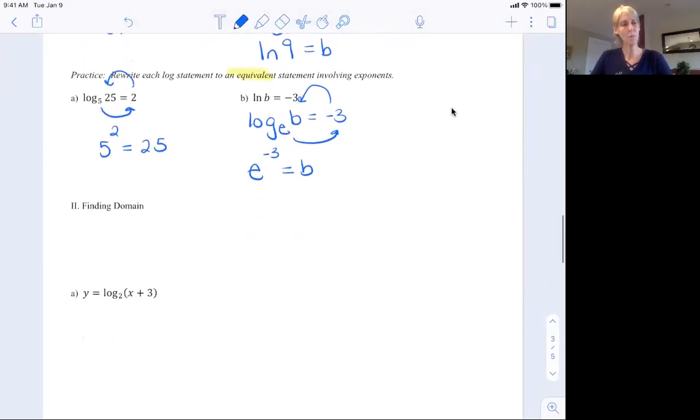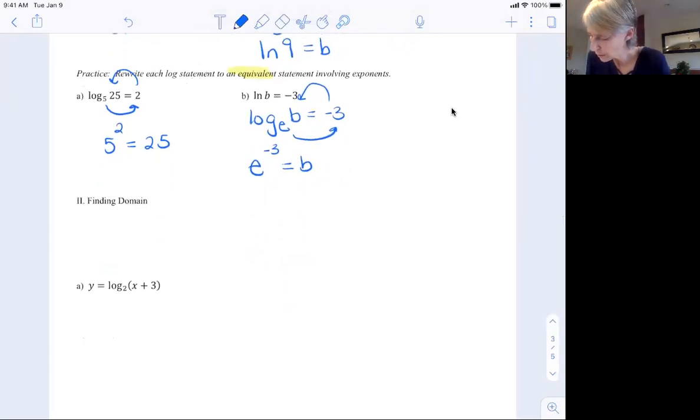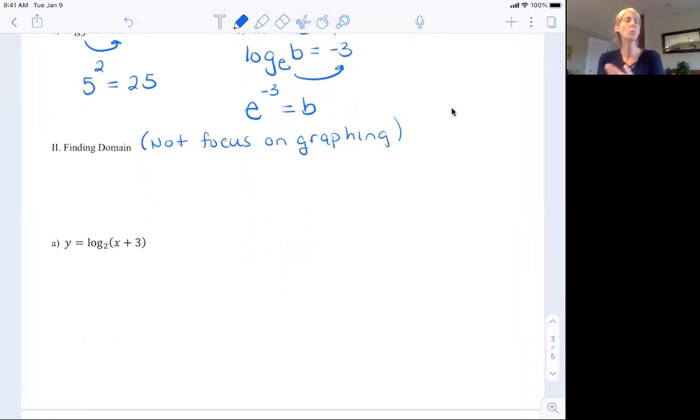Next, we're going to talk about domain. Now, we're not going to focus a lot on the graph, okay? You might have to recognize one, but I'm not going to physically make you graph log functions. But you should understand that when you're working with log functions, because it starts with a restricted domain, we're going to have issues with the domain. So a log function gets put into that list of functions that has issues.